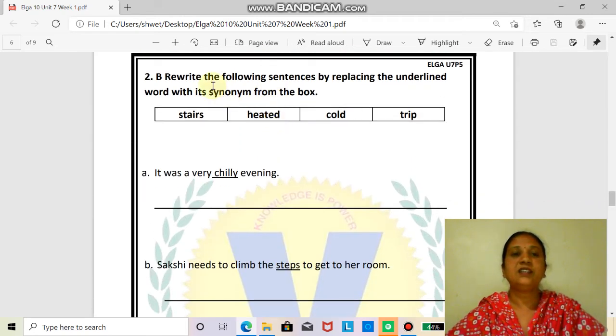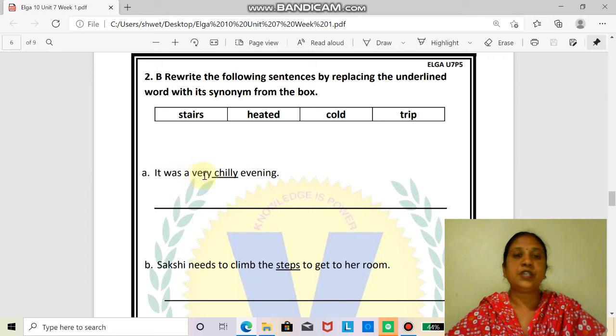Yes, here rewrite the following sentences by replacing the underlined word with its synonym from the box. So students, here there are synonyms in the help box and there are the sentences. You have to read the sentences carefully and replace the underlined word with its correct synonym taken from the box. So now let us do one example.